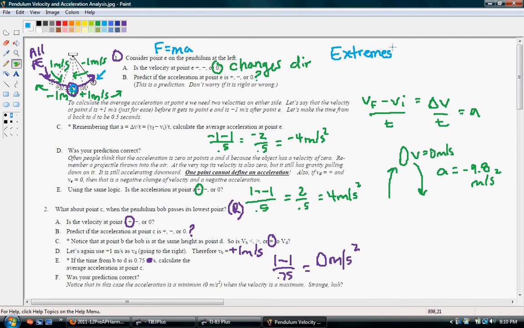So, at the extremes, in other words, points A and E, our acceleration is at a maximum, while our velocity is at a minimum, 0. At the center, we have the opposite. Our velocity is at a maximum, but our acceleration is at a minimum.